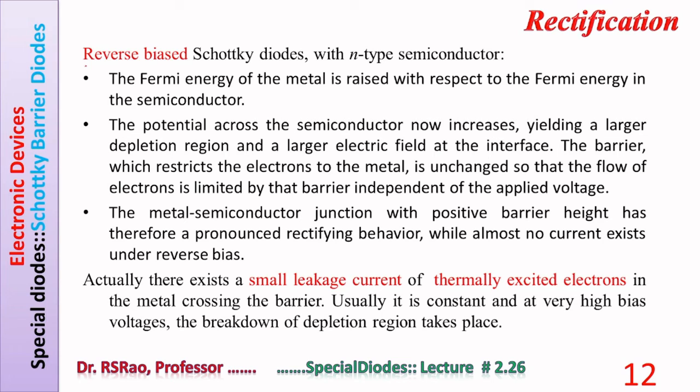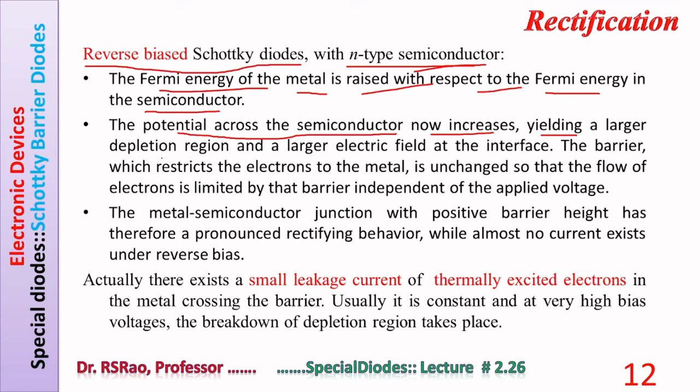Now we consider reverse biased Schottky barrier diodes with n-type semiconductor. The Fermi energy of the metal is raised with respect to the Fermi energy of the semiconductor. The potential across the semiconductor now increases, yielding a larger depletion region and a larger electric field at the interface. The barrier which restricts the electrons to the metal is unchanged, so that the flow of electrons is limited by that barrier independent of the applied voltage.